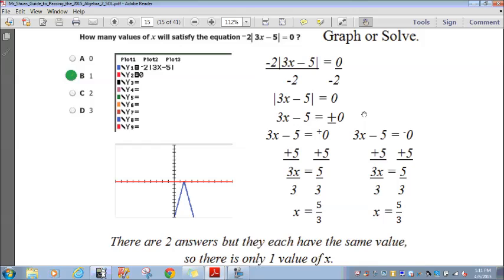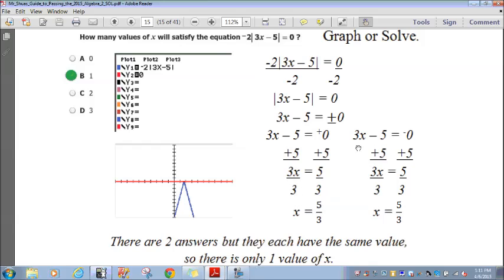Well, we know that 0 is not positive or negative. I'm just putting that there for effect. So 3x minus 5 equals positive 0, which we know is just 0. If I add 5 to both sides, I get 3x equals 5. I divide by 3 on both sides, x equals 5/3.